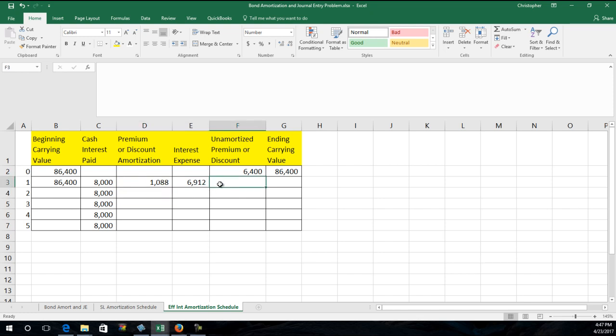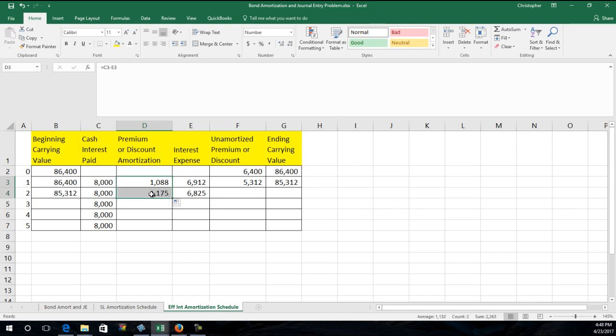So now the unamortized premium, it was $6,400. Now we've amortized $1,088 of it. And our ending carrying value is now, again, you could say beginning minus the premium amortization. That's one way to do it. And then your beginning value for the next year is this year's ending value. So now we can carry that formula down. It's still going to be 8% multiplied now by 85,312.